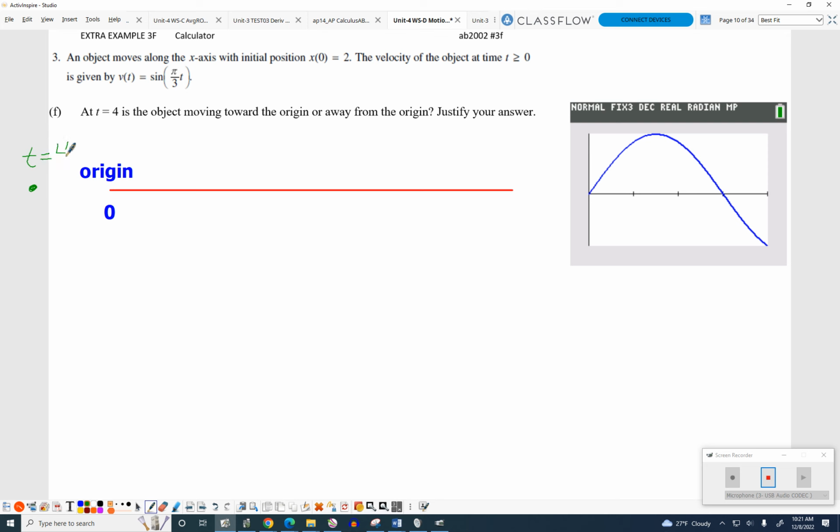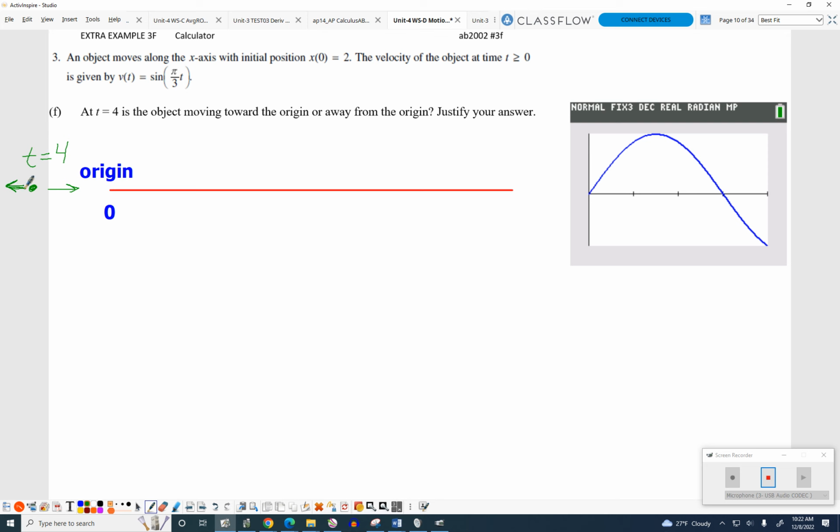Raise your hand, please. Don't say it out loud. Knowing that the object is here, actually just say yes or no together as a class. Knowing that the object is located here at time 4, can we determine from that information alone whether the object is moving towards the origin or moving away from the origin at that time? Just say yes or no. Say it. Yes. Oh, we got a mix.